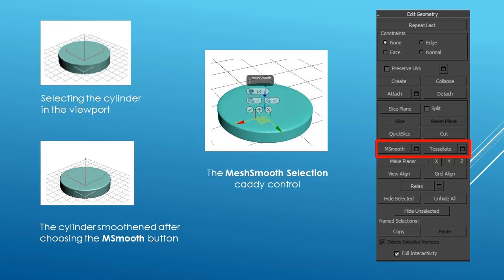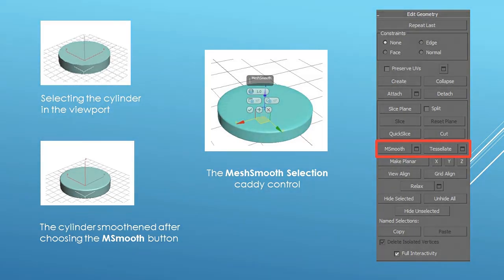Set the value in the Smoothness spinner to define the smoothness of the object. The value in the spinner varies from 0.0 to 1.0. To view the spinner names in the caddy control, you need to move the cursor over the buttons in it. The corresponding name will be displayed in place of the name of the caddy control.